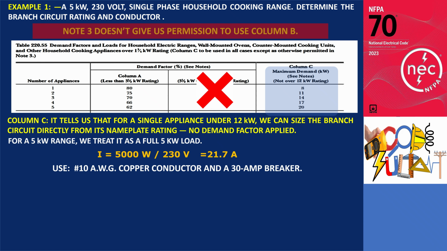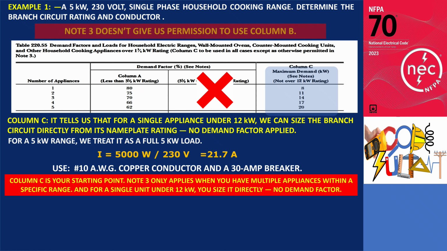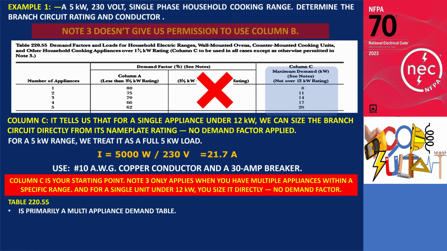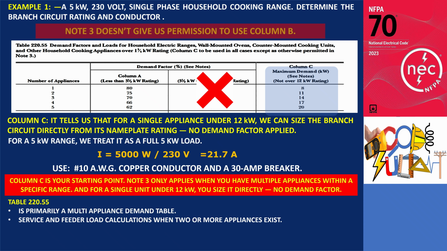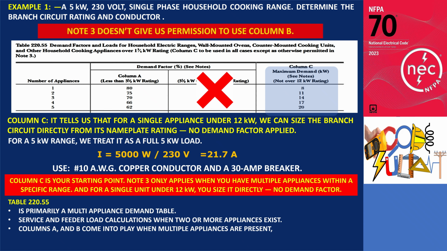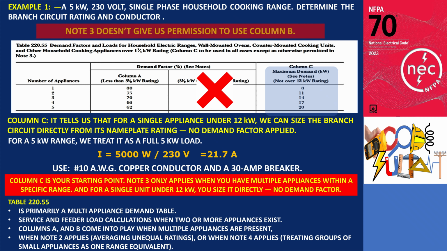So the takeaway is this. Column C is your starting point. Note 3 only applies when you have multiple appliances within a specific range. And for a single unit under 12 kilowatts, you size it directly, no demand factor. And remember, table 220.55 is primarily a multi-appliance demand table. Its real strength is in service and feeder load calculations when 2 or more appliances exist. Columns A and B come into play when multiple appliances are present, when Note 2 applies, averaging unequal ratings, or when Note 4 applies, treating groups of small appliances as one range equivalent.